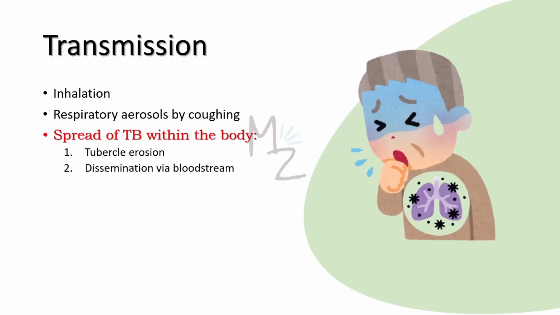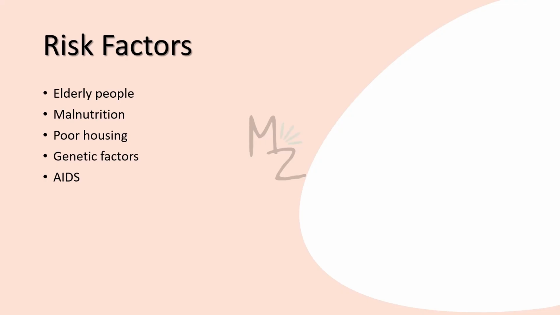And the second mechanism is the dissemination via bloodstream. Mycobacterium tuberculosis can disseminate via bloodstream to many internal organs. Dissemination can occur at an early stage if cell-mediated immunity fails to contain the initial infection, or at a late stage if a person becomes immunocompromised. Risk factors of tuberculosis include elderly people, malnutrition, poor housing, genetic factors, and AIDS, the acquired immunodeficiency syndrome.